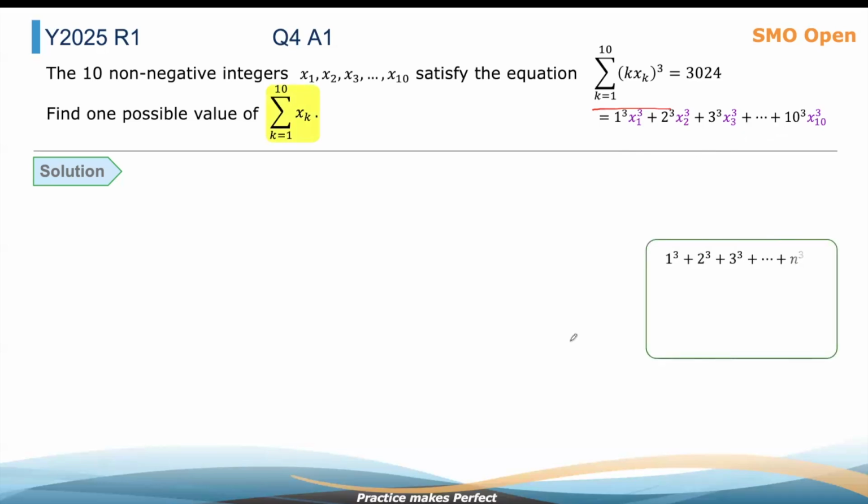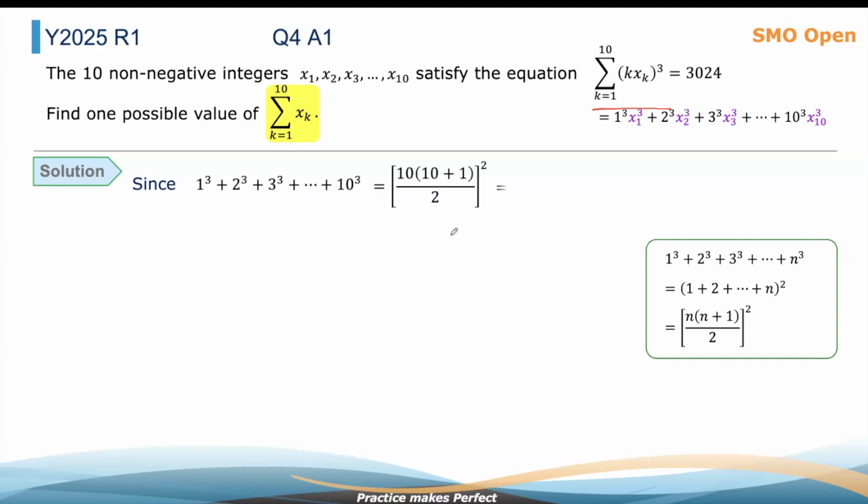We know the formula of 1 cube to n cube, which equals the square of the sum 1 to n, equal to n times n plus 1 over 2, squared. From here, we can get 1 cube to 10 cube, which equals 55 squared. This is 3025.